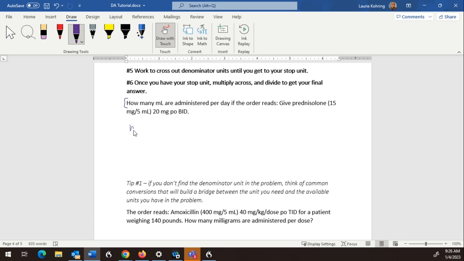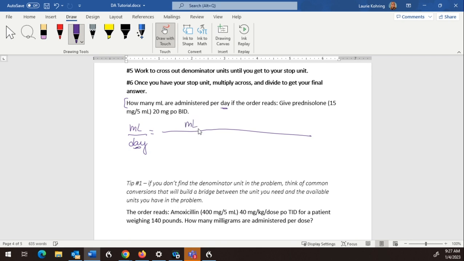So we're going to say milliliters, and then I see this administered per day. So it's actually going to be per day. But if we didn't have the per day there, how many milliliters are administered, that would be dose. But because we're given additional information of how much is going to be given in 1 day, then we know the denominator will be day.